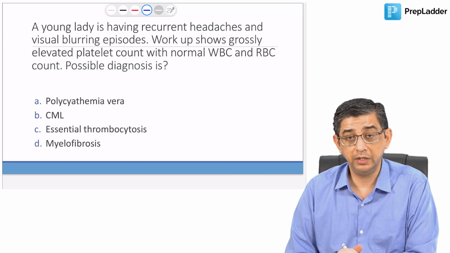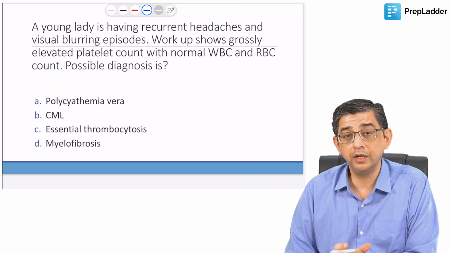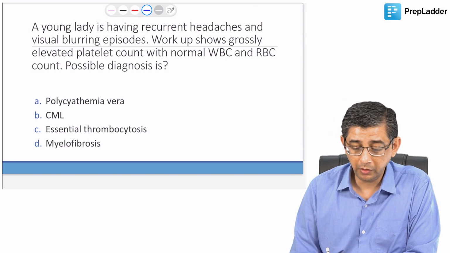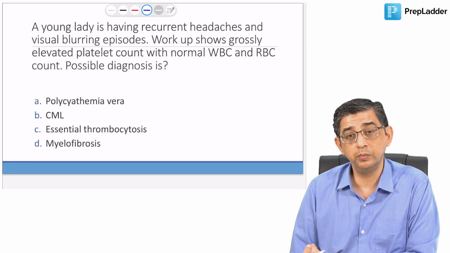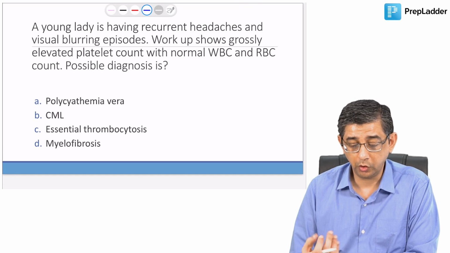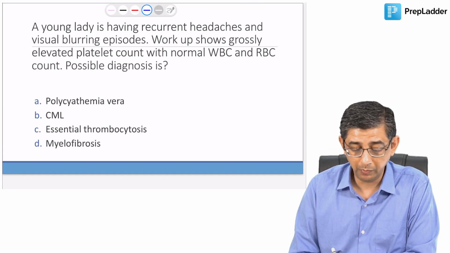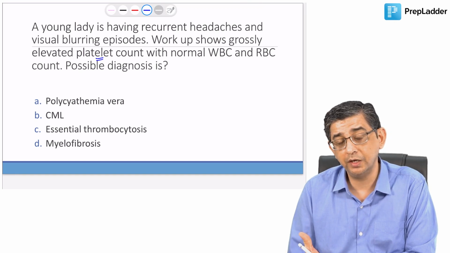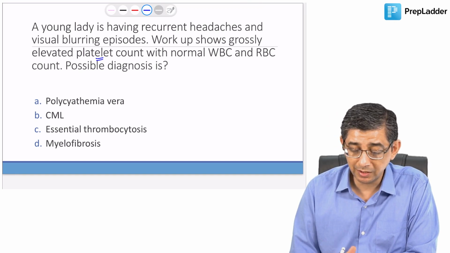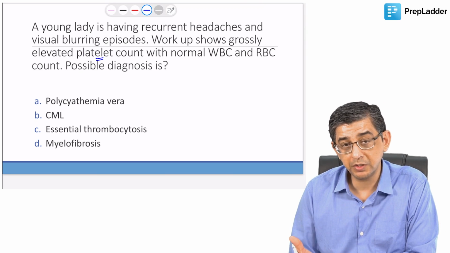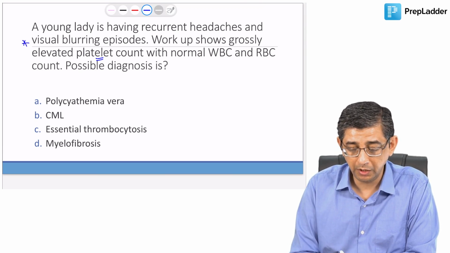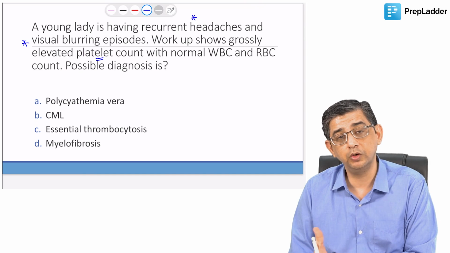The next one talks about a young lady having recurrent headaches and blurring episodes. You see, when you read about recurrent headaches and blurring episodes, it could be stroke. Workup of the patient shows grossly elevated platelet count with normal WBC and RBC count. So the problem is thrombocytosis. The platelet count is more in the person. As a result, there could be development of clot formations with respect to the ophthalmic artery, with respect to cerebral circulation. So there could be headaches.